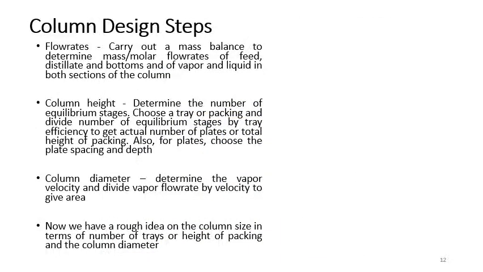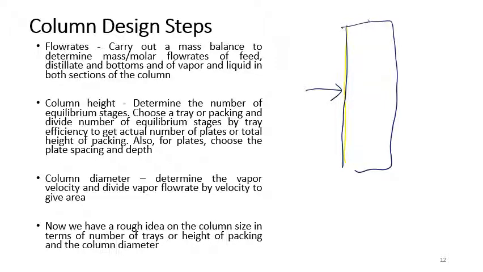Okay, so what are the steps that we do when we want to design a column? First of all, we need to calculate the flow rates. So when you have a column, given the feed flow rates, you calculate the flow rate of the top and bottom products. This will be done using a mass balance, so it's either mass flow rate or molar flow rates. And you also have to keep in mind that you have different flow rates in the stripping section and in the rectification section.